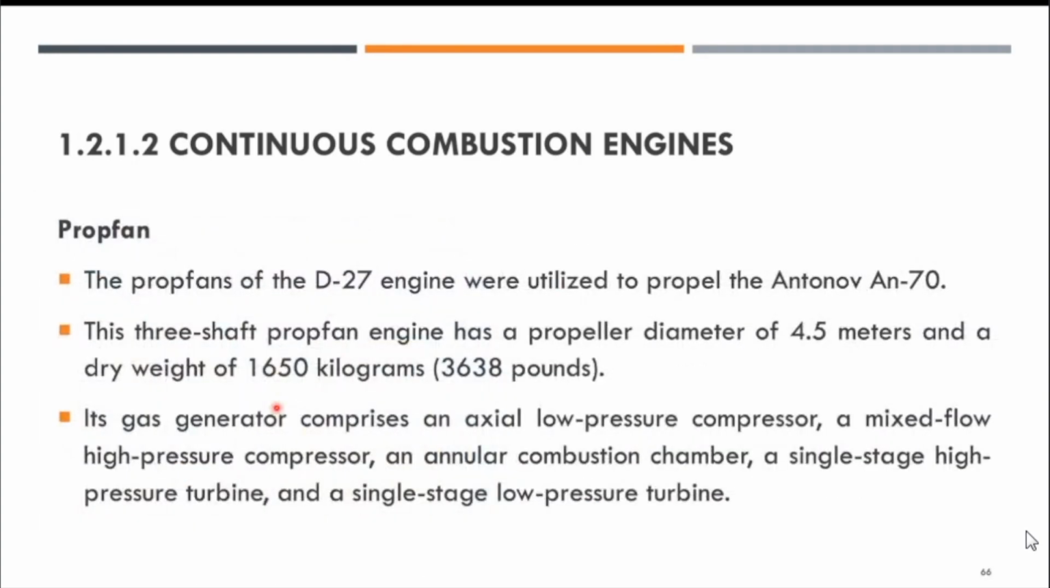The prop fan of the D27 was utilized to propel the Antonov AN-70. This three-shaft prop fan engine has a propeller diameter of 4.5 meters and a dry weight of 1,650 kilograms. So its gas generator comprises an axial low pressure compressor, a mixed flow high pressure compressor, an annular combustion chamber, a single stage high pressure turbine, and a single stage low pressure turbine. So this is the arrangement of the components for this D27 prop fan engine.